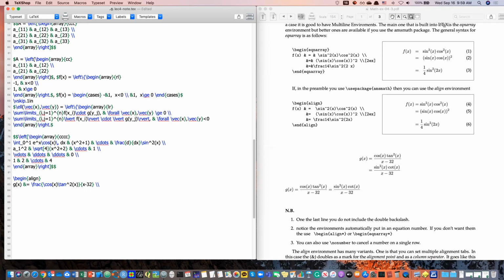Then to the next line, and then that is equal to sine square x tangent x minus 32. So in the last line, we don't enter the double backslash, okay? So just end.